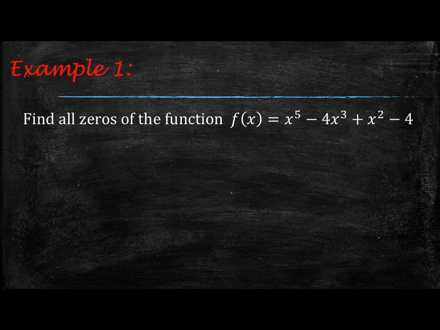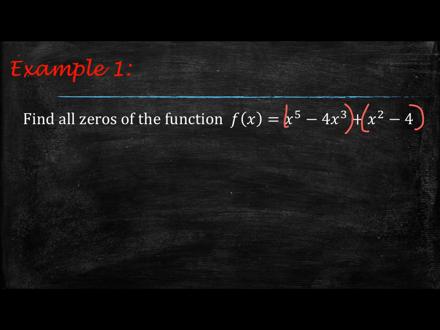Alright, so let's look at example 1. We're going to find all the zeros of the function f of x equals x to the 5th minus 4x to the 3rd plus x squared minus 4. The first thing I'm going to do, since it has 4 terms, is look to see if I can factor it by grouping. So if I do grouping, I'd want to group the first 2 together and the last 2. Now, it will factor if, when you take out the GCF, the remaining factors are the same.